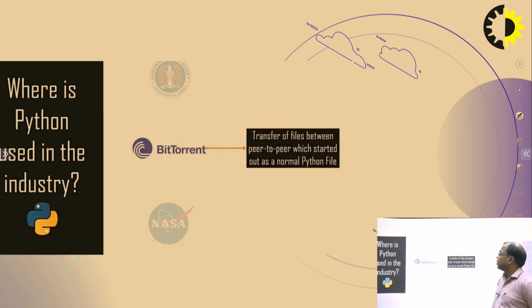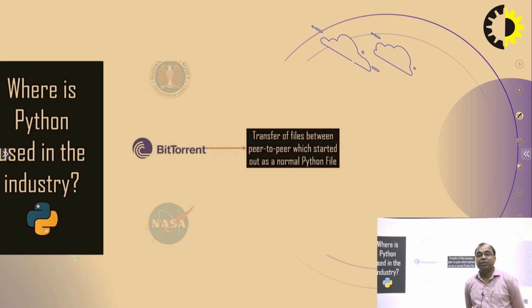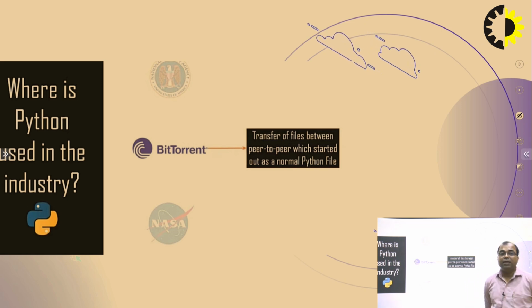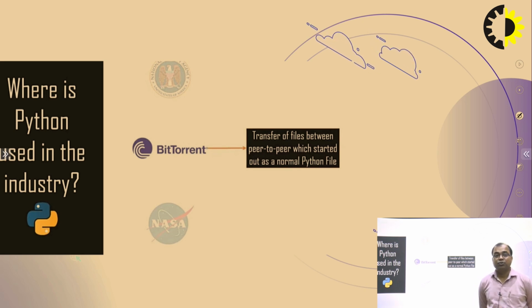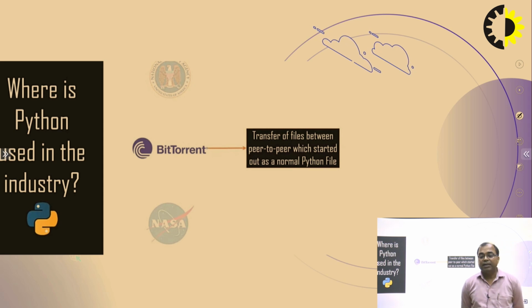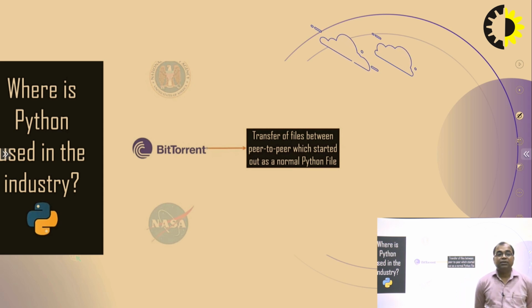Next, BitTorrent. BitTorrent is the largest file transferring site, we can say, and they are also using Python. The transfer of files peer-to-peer started out as normal Python files. So we can say BitTorrent is also using Python to transfer files amongst the public or people.